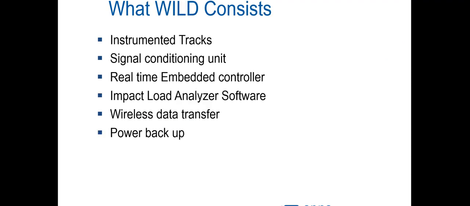Okay, so how do we do that? The best way is to have an instrumented track. That is, the track comes with strain gauges which are continuously monitoring the impact load, and if the impact load is beyond a certain level, then it catches it.